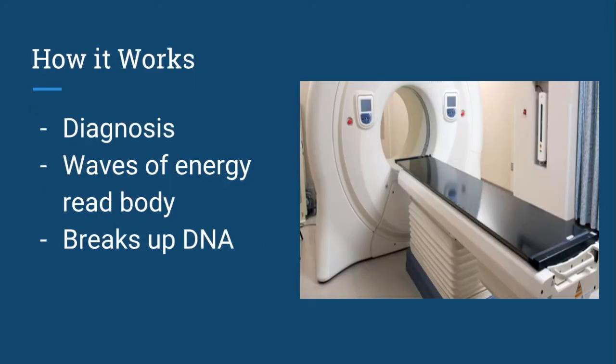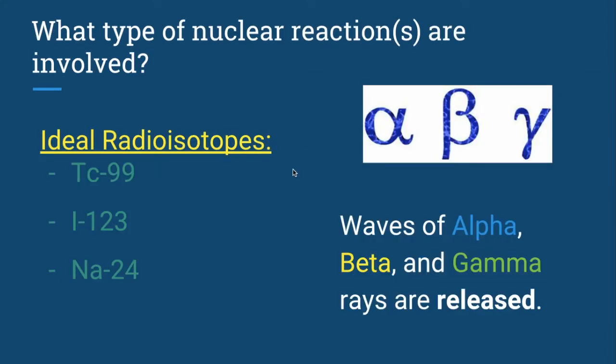Doctors use medical radioisotopes to diagnose patients. They do this by radioisotopes breaking up the DNA and waves of energy reading the body. Some ideal radioisotopes are technetium 99, which is used for skeleton and heart imaging. This is the most used medical radioisotope.